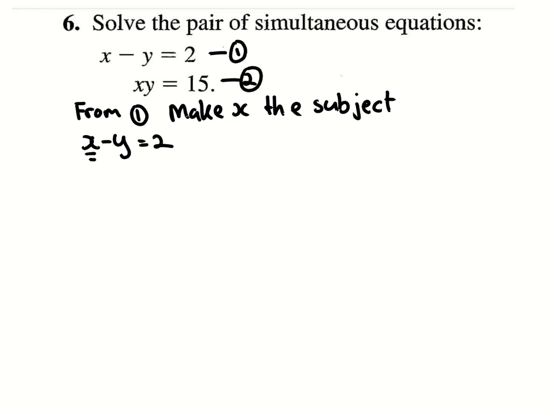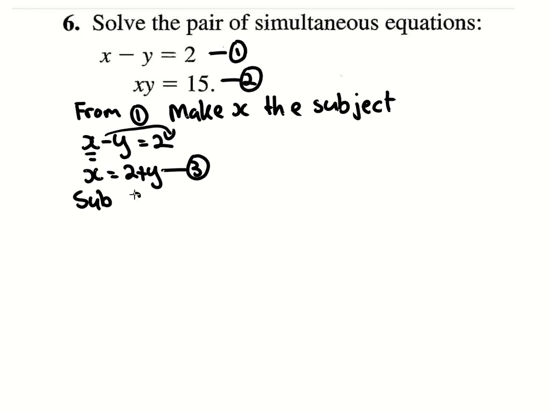And we're going to carry everything else across. I'm going to carry across minus y. Now, when you carry something over the equal sign, it is the opposite. The opposite of minus y is positive y. So x would be 2 plus y, and this would be equation 3.